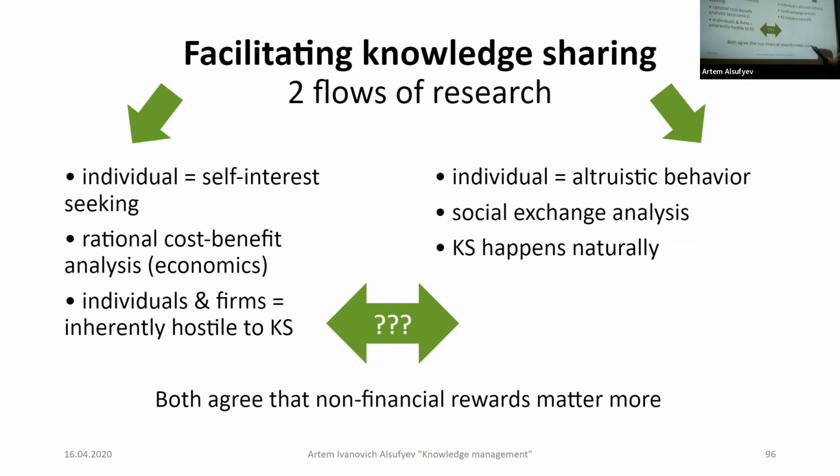Individuals want their personal gains. So they do cost-benefit analysis in order to understand, do I get something from that or not? And if I understand that, yes, I'm going to get something from that, I invest into these relationships, right? So, for example, before the example, individuals, firms inherently hostile to knowledge sharing.